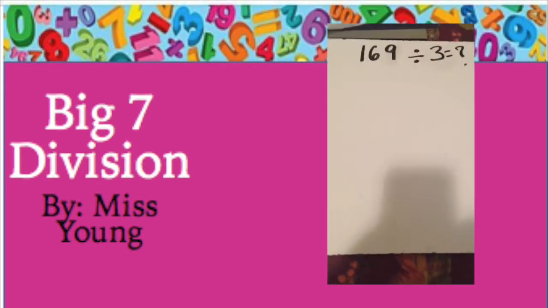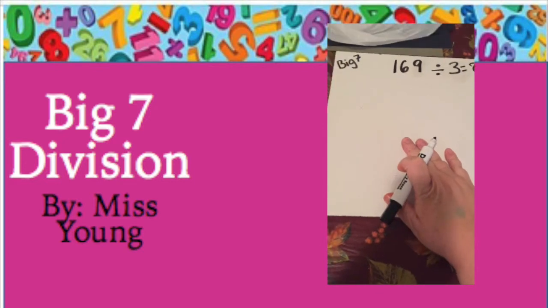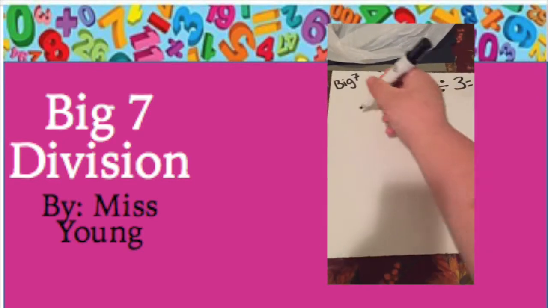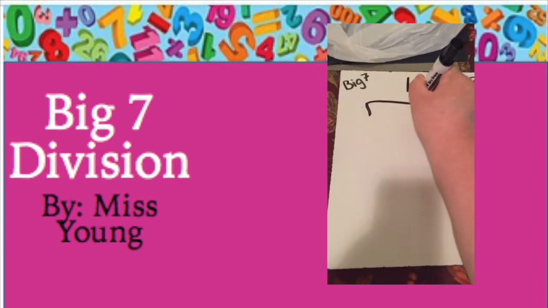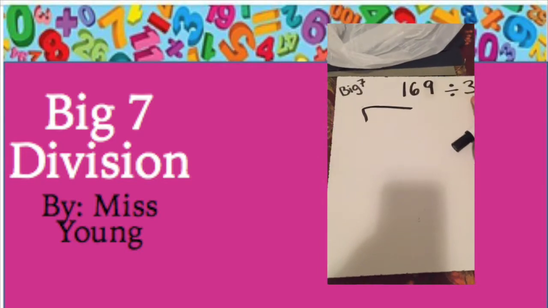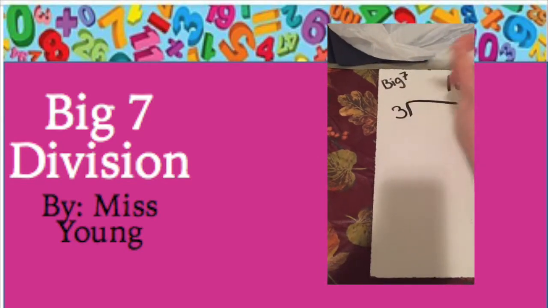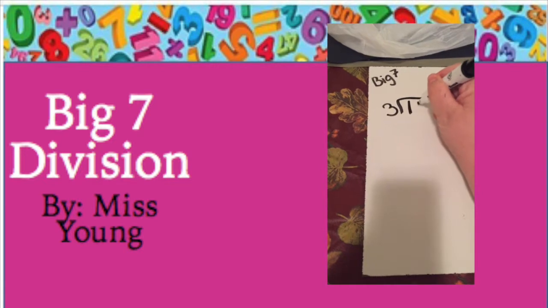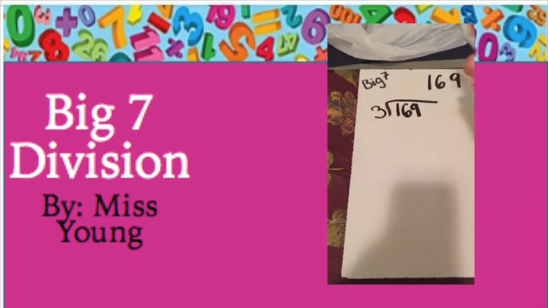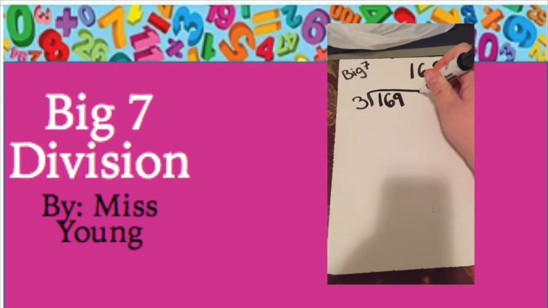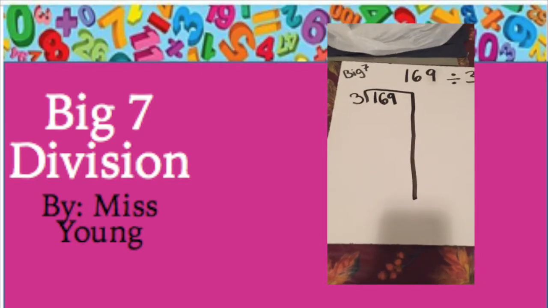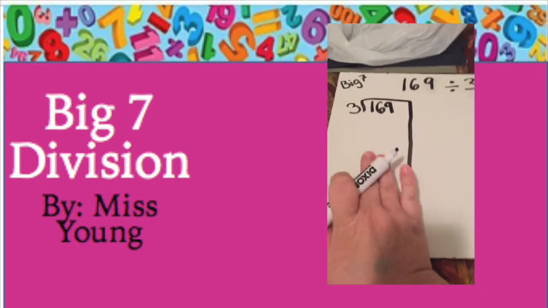So we're going to start with Big 7. The way we set it up is as traditional division using the division bar. So I'm going to write my division bar. My divisor goes on the outside. 3 is my divisor. And then 169 goes on the inside. We call it Big 7 because we're going to change the division bar to look like a giant 7. That's all set up and ready to go.